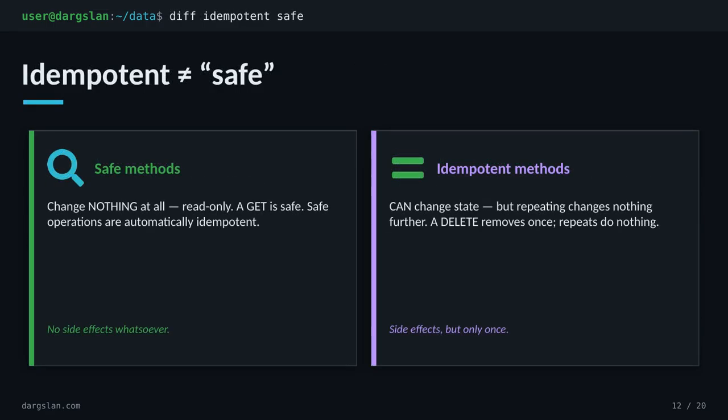Now, there's a subtle distinction worth pinning down. Idempotent doesn't mean the same thing as safe. A safe method, like a GET, changes nothing at all. It's pure read-only, no side effects whatsoever. An idempotent method can change state. A delete actually removes something, but repeating it does nothing further. So safe is always idempotent, but idempotent isn't always safe. There are side effects. They just happen exactly once.